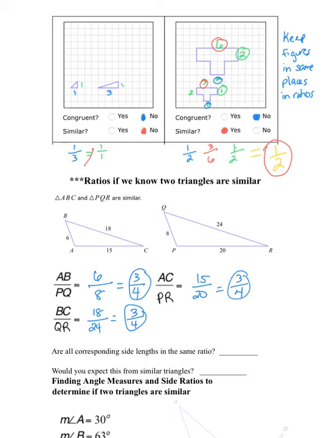They didn't look the same, did they? But when you reduce them, they are. Are all corresponding side lengths in the same ratio? Yes, they are. Do you expect this from similar triangles?